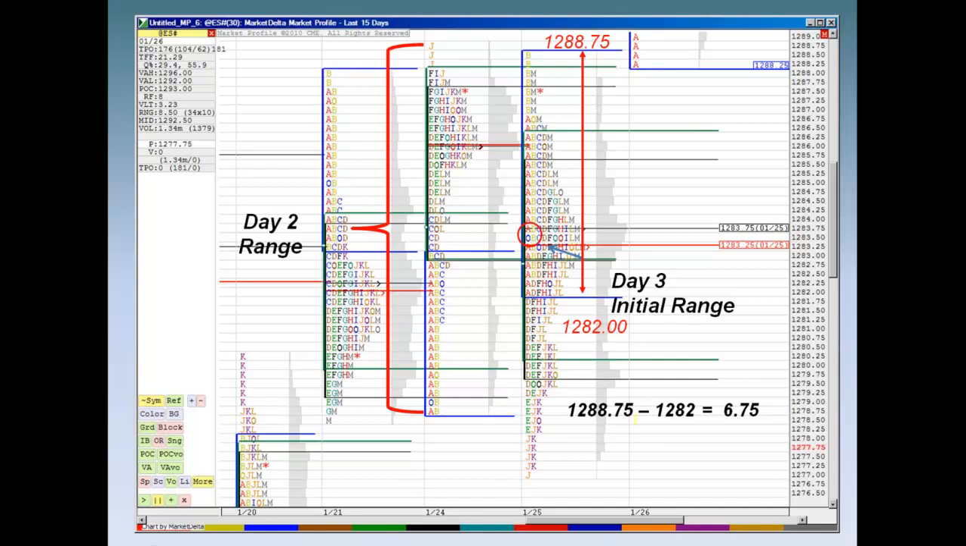But before we do that, let me show you the initial balance was 6.75 of those 10 points. That initial range was quite wide as well. And when you see a wide range like that, there's a high probability that one of those extremes will hold, as it did in this case.